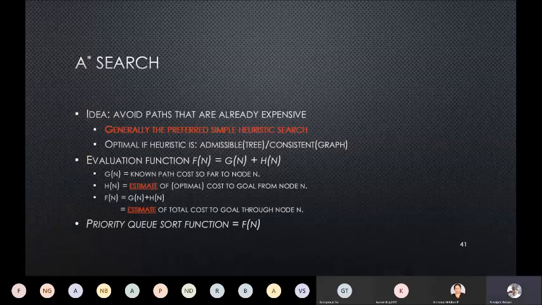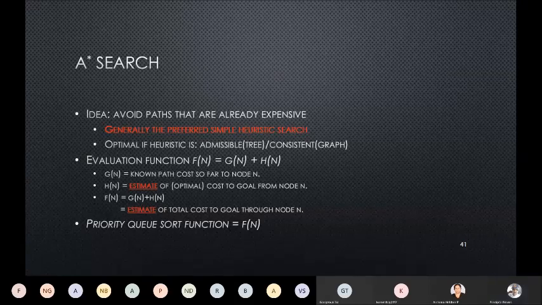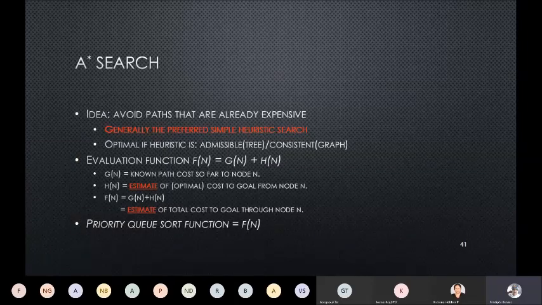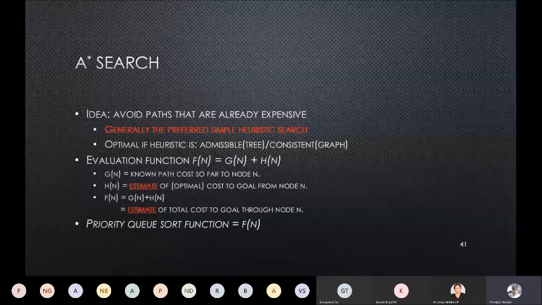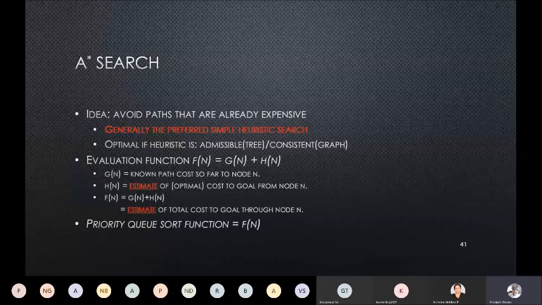And in A-star search, you will use three notions or three functions, and it is important that you remember that, because then it will be easier for you to understand the subsequent slides. So one is f(n). f(n) is the total heuristic or cost function. What do we mean by cost function? How good is a node, or how good is node A. g(n) is the known path cost so far to node A, and h(n) is the estimate of the optimal cost to the goal from node A. Okay, and it's implemented as a priority queue sorted by the total cost function.